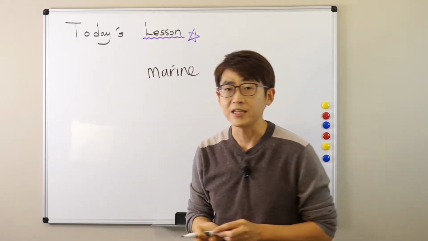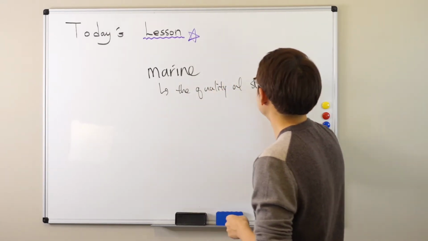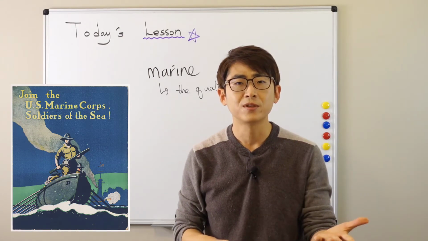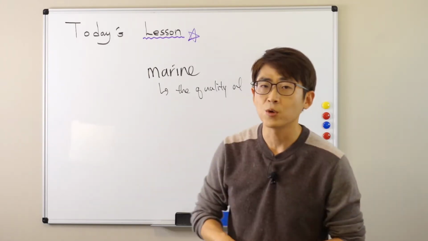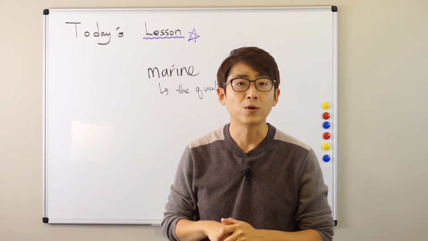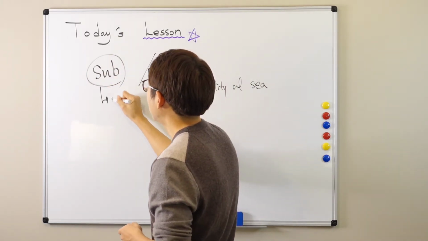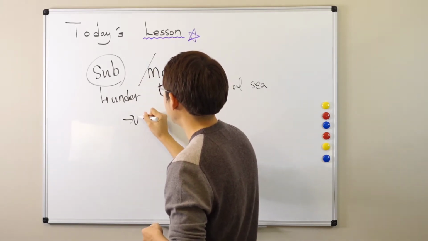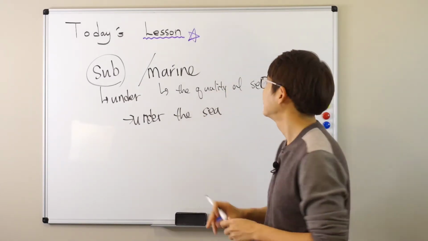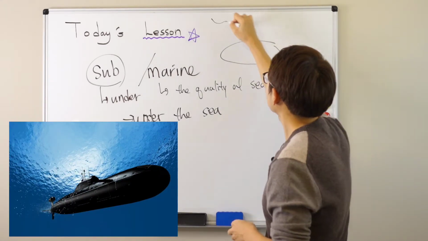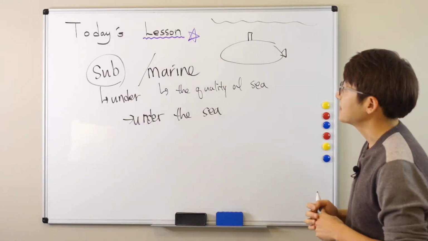Okay. And the second example is marine. Marine has the quality of sea, relating to sea. So any creature, any animals that live in the sea, we call them marine animals, marine creatures, okay? And we also call soldiers who are for fighting in the ocean, we call them marines as well, right? So when we put sub in front of this one, it becomes under. So literally, it means under the sea. Submarine. So if you visualize the image of a vessel that floats beneath the sea, we call it a submarine, right?